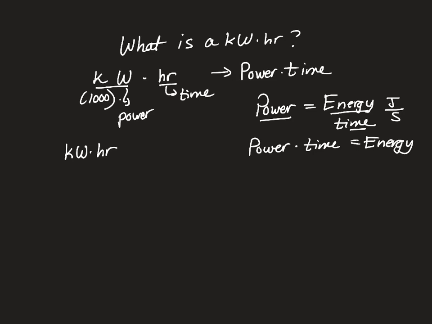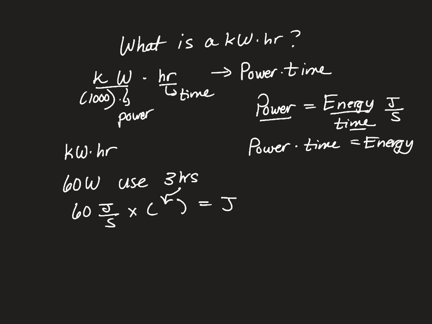So let's do a simple example. Let's say I have a 60 watt light bulb, okay, and let's say I use it for 3 hours straight. How many kilowatt hours of energy? I know if I wanted to figure that out in joules, I would do 60 joules per second, and then I would convert 3 hours into seconds, and I would get the number of joules.